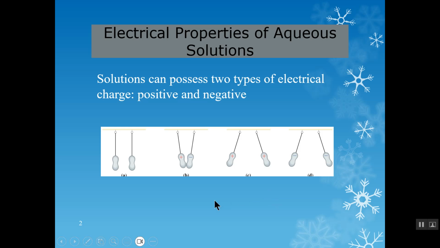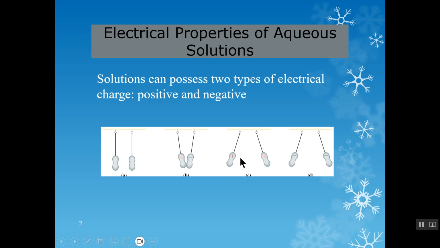What this diagram is showing you is how charges behave with respect to each other. This is purely hypothetical, but it relates to what actually happens in the real world. Here we have different particles with different types of charges. This pair has no charges, and as a result there's no attractive or repulsive force between them. In this case we have a positive charge in close proximity to a negative charge, so there will be an attractive force between them.